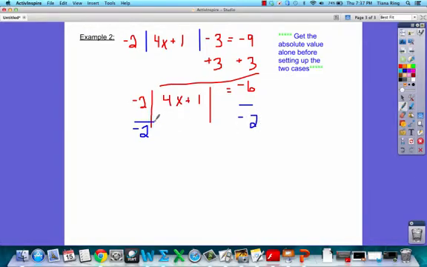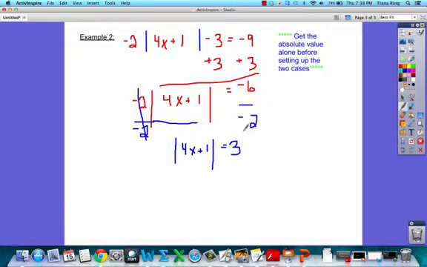Okay, it's okay for us to do this. It's just like having 2x equals 6. You would divide by that 2. So it's the same idea. These 2's would cancel. Okay, we still have the absolute value. We have the absolute value of 4x plus 1 equals a positive 3, because when you divide two negatives, it equals a positive.